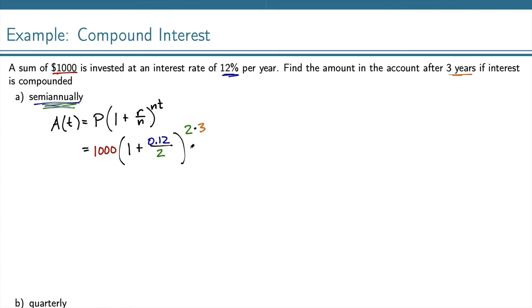Okay. So now we just need to figure out what this is. And so this is equal to, now we just plug it into our calculator. And we're going to round here to 2 decimal places because we're talking about money. We're just going to round to the nearest cent. So $1,418.52.